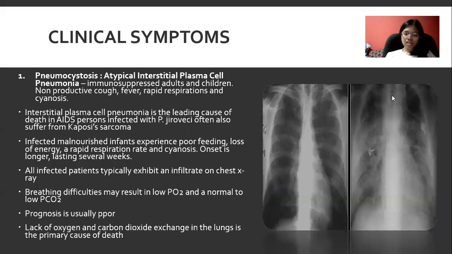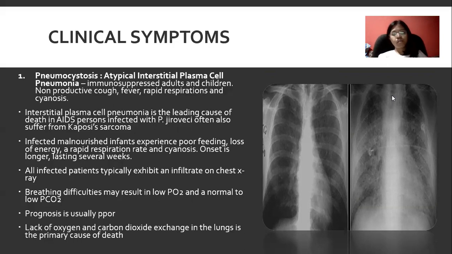So pneumocystosis, or the atypical interstitial plasma cell pneumonia. So suppressed adults and children are usually at risk with non-productive cough, fever, rapid respiration, and cyanosis. So, cyanosis yung nababawasan po or lack of oxygen. So, ang patient po ay nagiging blue in color or bluish color. So, interstitial plasma cell pneumonia is the leading cause of death in AIDS person infected with P. jirovecii, often also suffer from Kaposi's sarcoma.